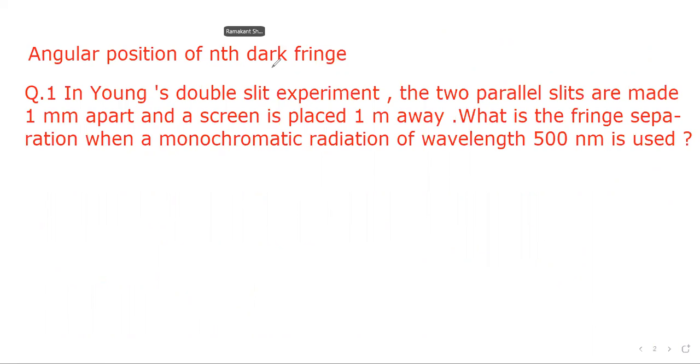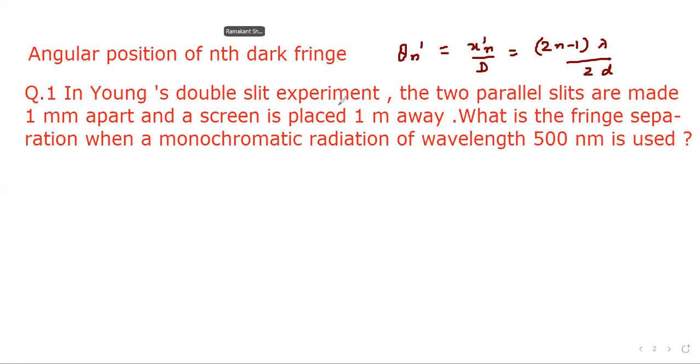Angular position of nth dark fringe, theta n dash, will be equal to xn dash divided by capital D, and that will be equal to (2n minus 1) times lambda divided by 2d. Now let's do some numericals.